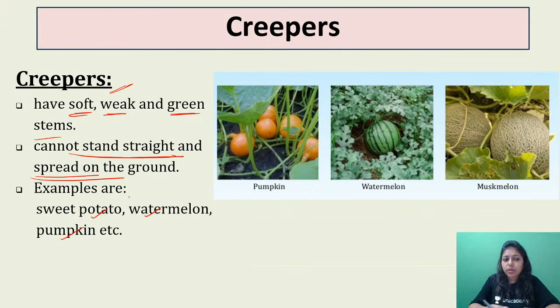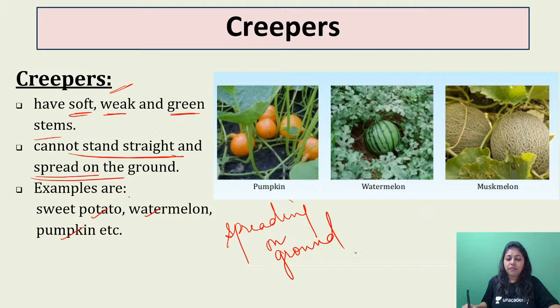The stems are so weak that they cannot stand upright. They don't have that much strength to actually stand upright. So they are really low, they are on the ground, and they keep on spreading on the ground because they are weak. I hope you all are clear with what creepers are.